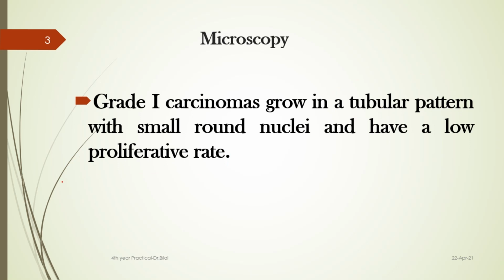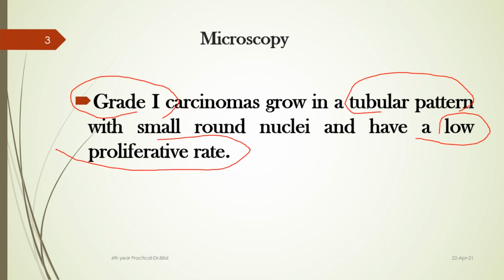Now, upon microscopy, remember that it is divided into three grades generally, grade 1, 2, and 3. The grading depends upon three parameters. One is tubule formation, second is the mitotic activity, the number of mitoses, and third is the pleomorphism. So grade 1 cancers usually show more tubular pattern of growth. There are more tubules that are visible, they have small round nuclei, and they show a low proliferative rate. By low proliferative rate, we mean that the number of mitoses are less.